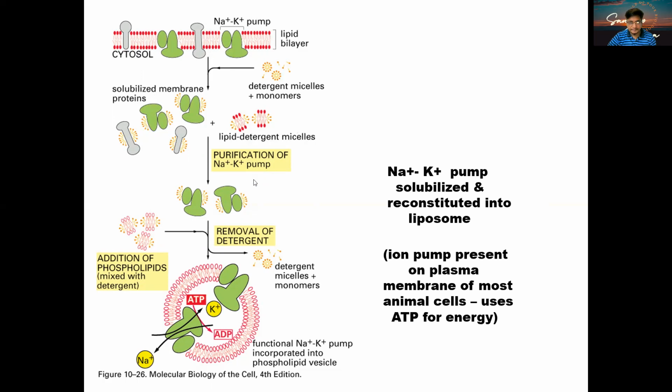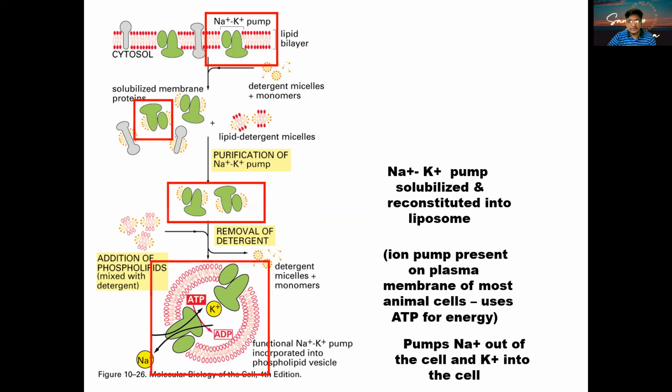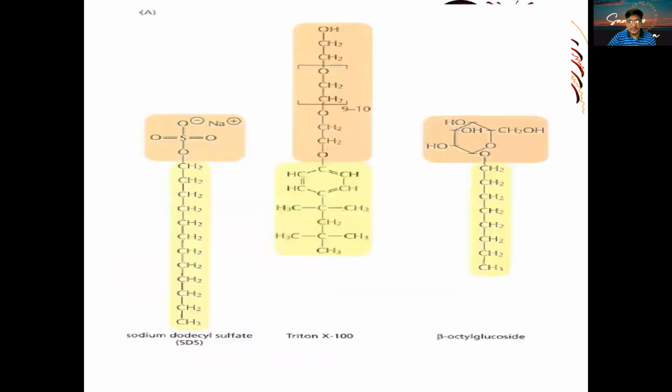Here is going to be lipid. You can purify the sodium potassium pump, and if you want to reestablish, reconstitute it, you can remove the detergent and put it into a lipid. So what is going to happen? They're going to make this structure in the proper orientation. So this is how the reconstitution is going to be done.